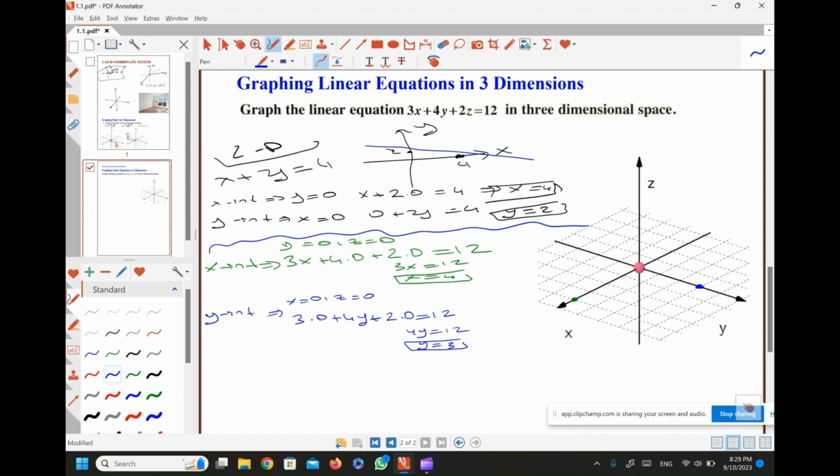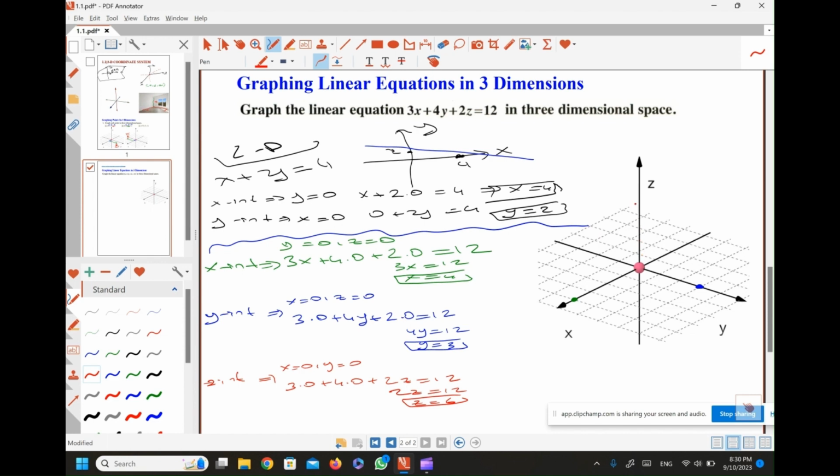Okay. Let's do the same for the z-intercept. And this time, as you can guess, the rest is 0. What are the rest? x and y are 0. The other variables are 0. So 3 times 0 plus 4 times 0 plus 2z equals 12. 2z is the additional term. Divide both sides by 2 to isolate z. So z becomes 6. Now, let's plot 6 on the z-axis.